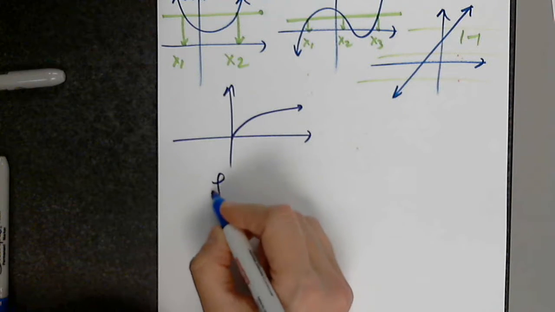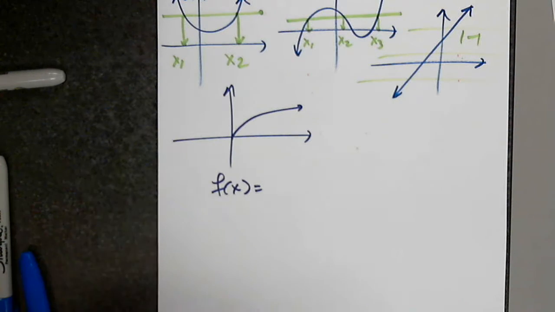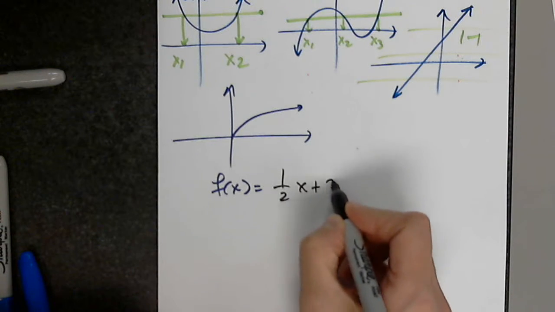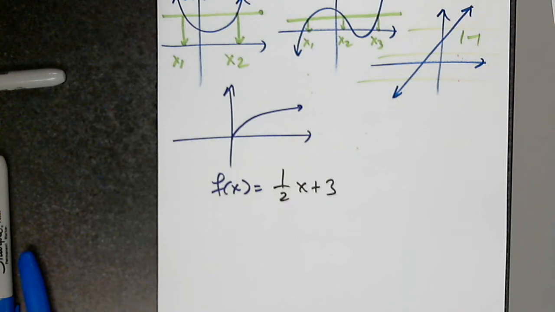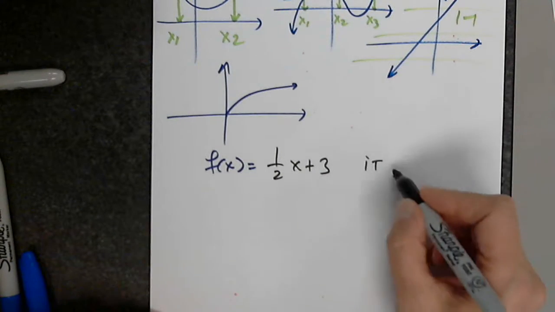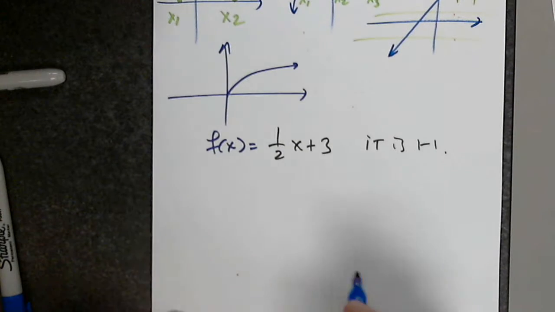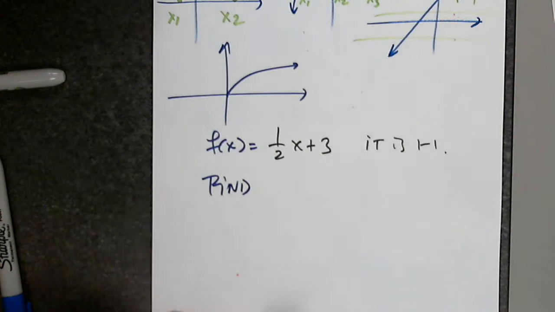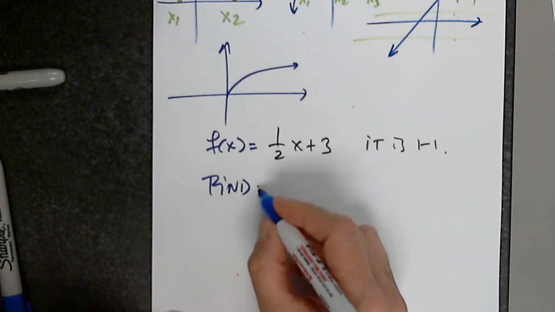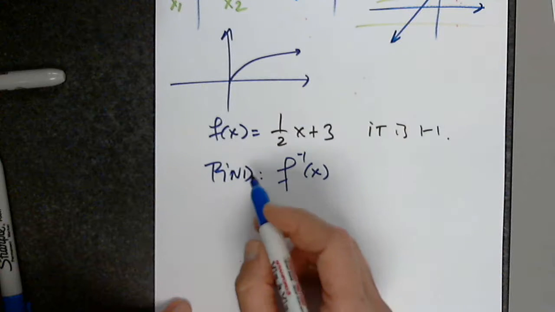Give me a linear function. Of course, we know all linear functions are one-to-one. Give me a linear function because I would like to find its inverse. 1/2 x plus 3. Excellent. Is this a linear function? Can we already say it's one-to-one? I will show you how to show that it's one-to-one, but for now, it is one-to-one. I'm asked to find its inverse. What is the notation? F inverse. Find f inverse. It's a 4-step procedure.